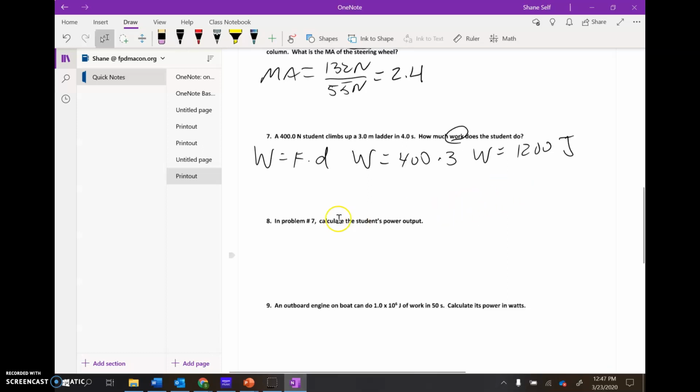Why is that important? Well, look at number 8. In problem 7, calculate the student's power output. What are they asking for? Power. Power is equal to work divided by time. Now there's our time right there.